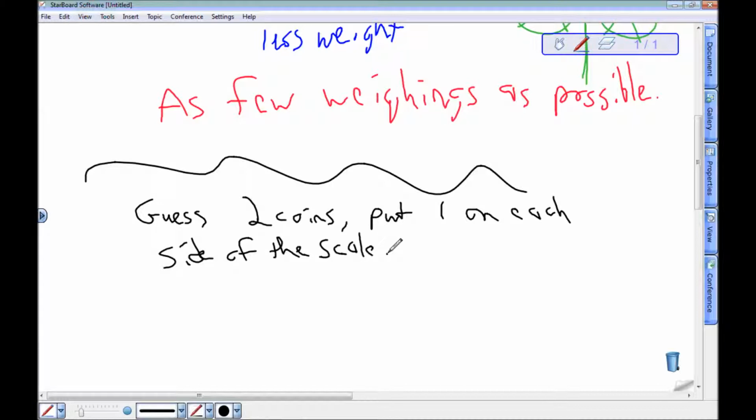Then I need to know, what do you do if those are the same and what do you do if they're different? Now here's what I'm talking about with luck. It would be convenient if one of the first coins you picked was the bad one. So you should assume that it's not. If I grab two coins at random to get started, I'm going to be unlucky and not grab the fake one.